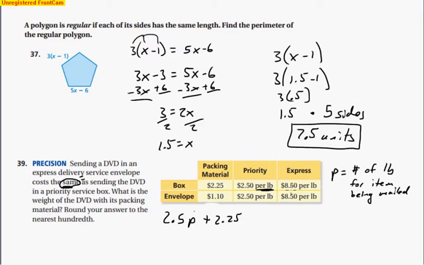They charge $8.50 for the express, and that's for an envelope, because we had to read over here, and it says that for the express we're using the envelope. Then we set it equal to 1.1 plus $8.50 per pound. The express service used the envelope and costs the same as the priority and box. We had to look to see which one we were dealing with.